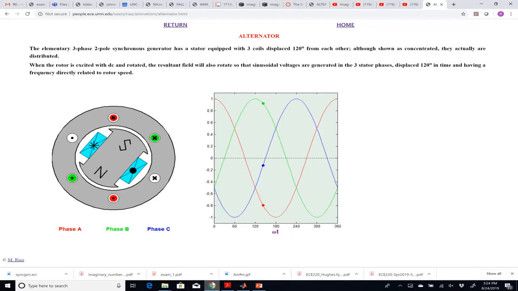Now, let's look at the example of a generator. What I have here is a picture of a basic three-phase generator. The generator is shown on the left, sort of a cross-section of it, and then the voltages that are produced are shown here on the right. So let's focus for now just on the generator itself. What I have in the middle of the generator is a rotating magnet. The magnet rotates around, and it's being rotated by some kind of a turbine that we don't see.